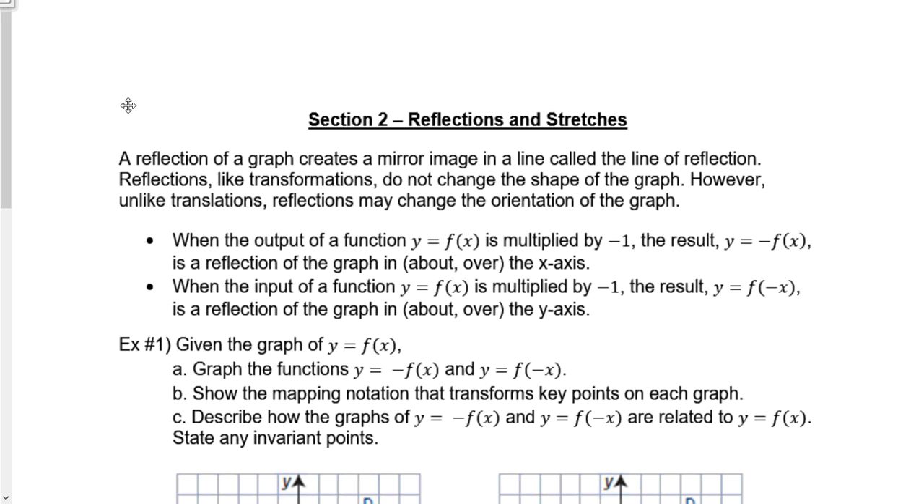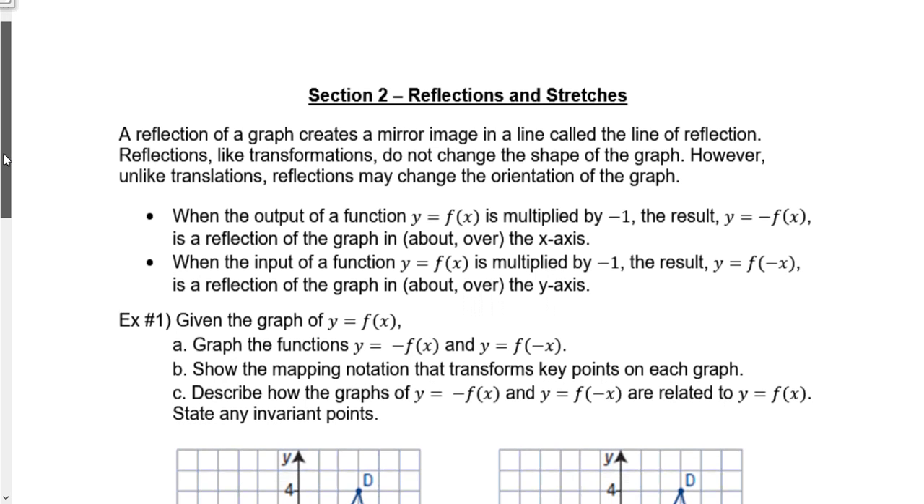So in section 2, we're going to talk about reflections and stretches. A reflection of a graph creates a mirror image in a line called the line of reflection. Basically, it creates a complete copy on either side of whichever axis we're going to flip it over. Of course, it's not the only time that we can reflect, but we'll talk about that a little bit later on in section 4. But reflections, like transformations, don't actually change the shape of the graph, but it will potentially change the orientation.